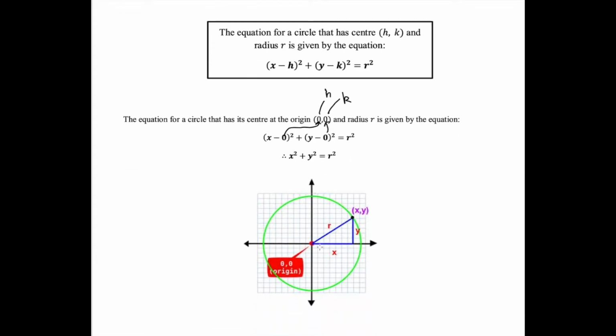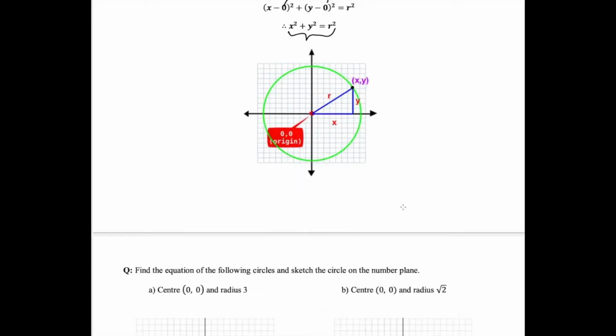And as you can see from this diagram, this is also applying Pythagoras' theorem to this triangle. X squared plus Y squared gives you R squared. And this is the coordinate X, Y.